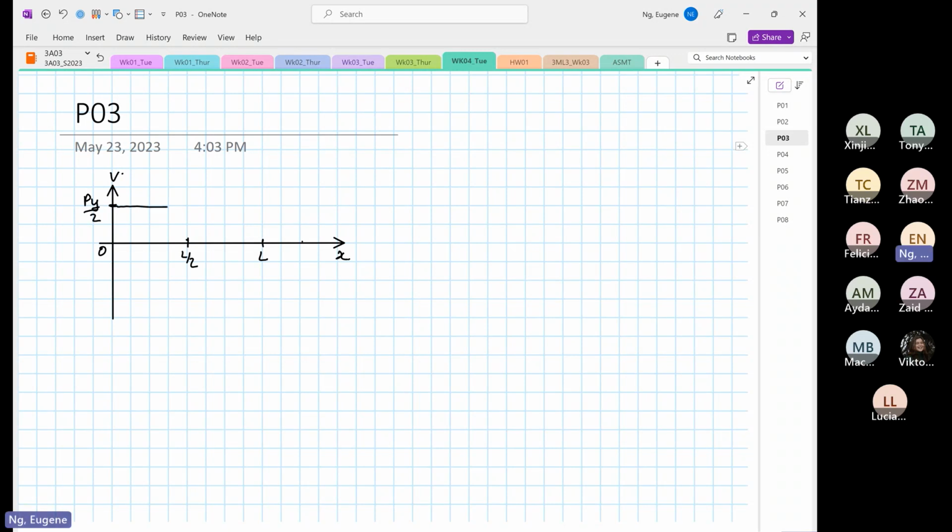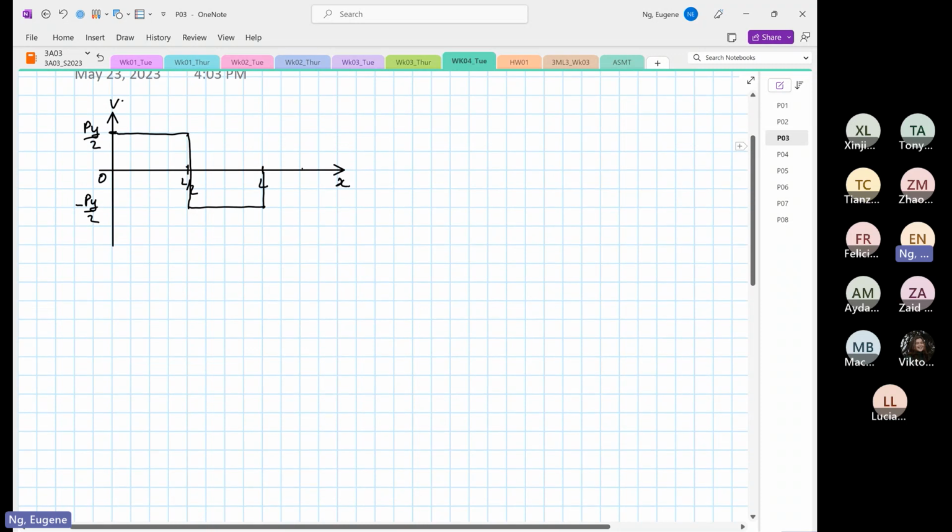It will go horizontal this way. Then it goes down by P, so Py over 2 minus Py now becomes minus Py over 2. And then it comes here. And you go back here. Okay. So this is our shear force diagram. And then if we were to sketch our bending moment diagram.